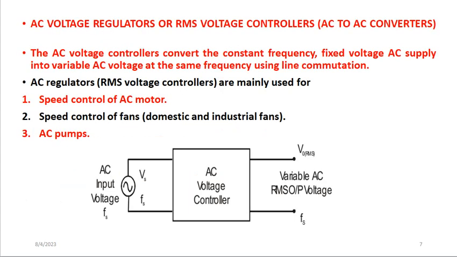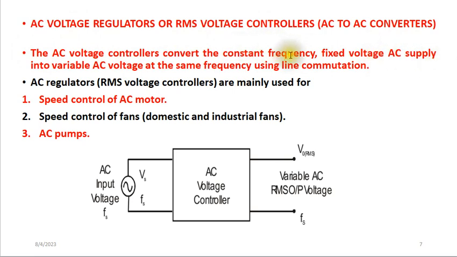So the next one is AC voltage regulators or RMS voltage controllers. They are the ones that change AC from one voltage level to another. We call them AC to AC converters. And the AC voltage controllers, as I've said, they convert a constant frequency fixed voltage AC supply, that's our input.